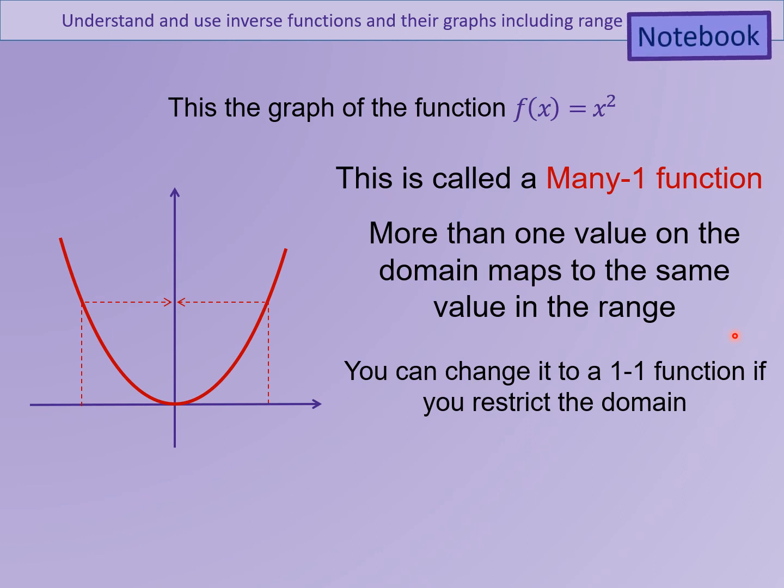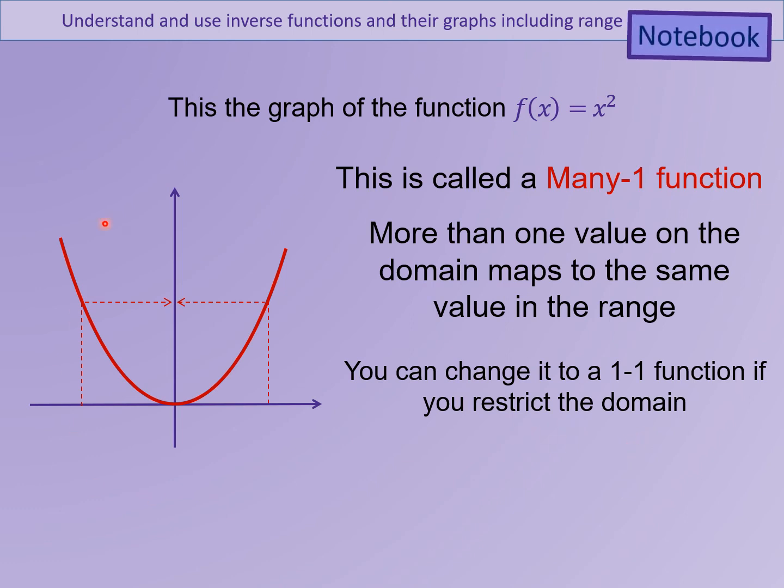Right. You can change a many-to-one function if you restrict its domain. And this is important for what we're going to look at later on. So if you've got something like a many-to-one function, like I've got here, and I want to work with a one-to-one function, I can't just say I can't do it. What I can do is restrict its domain.